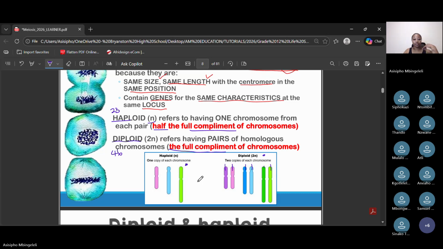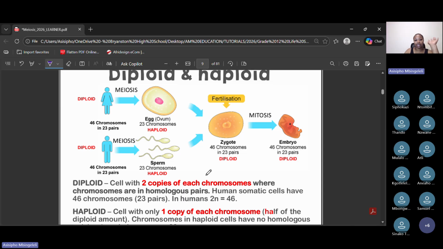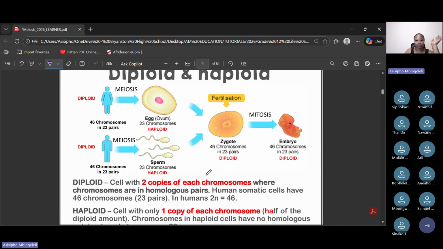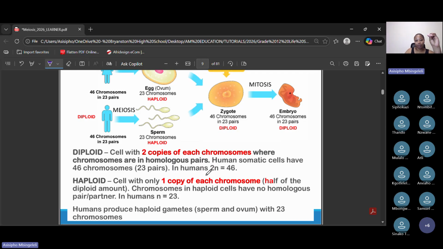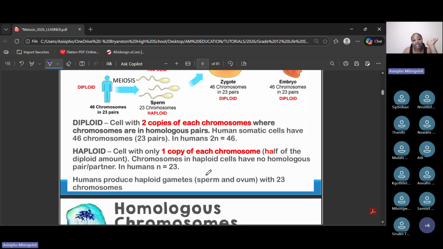Okay. Then diploid and haploid, I can skip this one. I don't think there's anything major that I need to explain. It still has the information about diploid and haploid. Okay, maybe let me explain this.